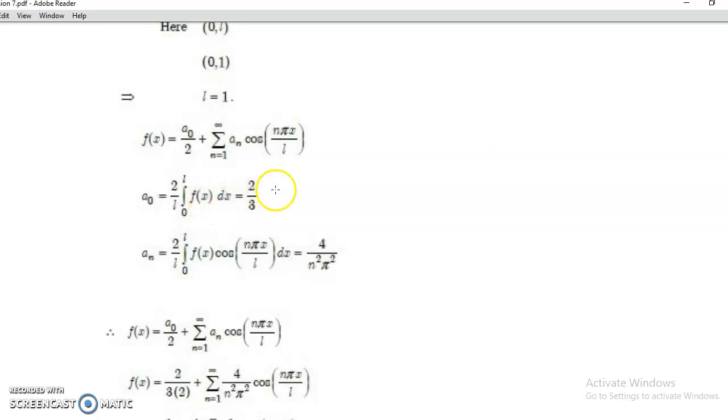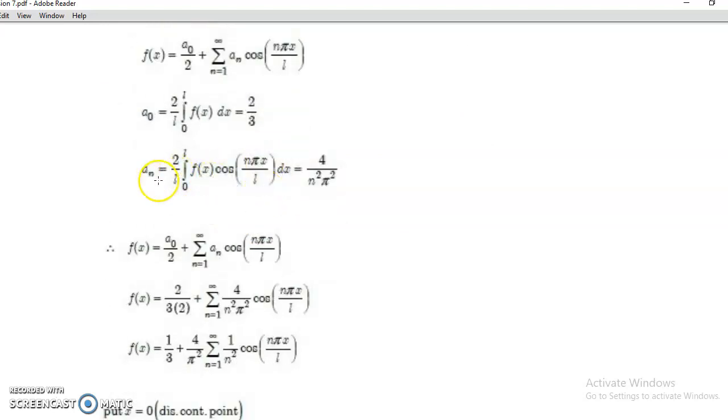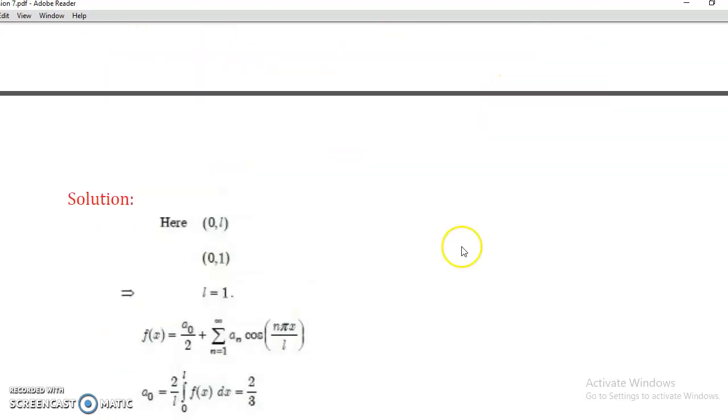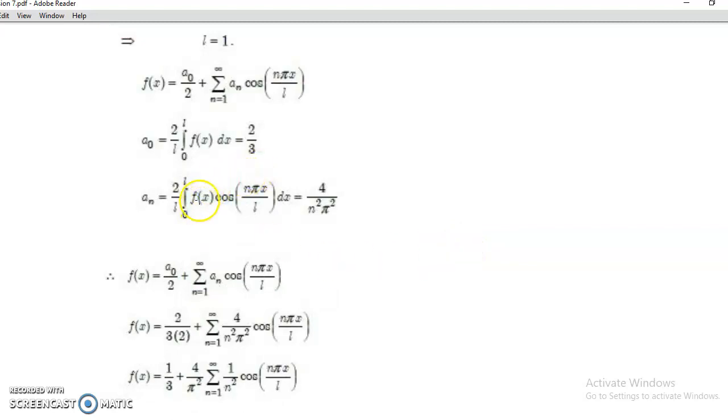After applying this, we will get this value. Now the An formula is here, f of x cos n pi x by L. Don't forget that the L value is 1 here, and f of x is x minus 1 the whole square. Again it is an algebraic function multiplied by a trigonometric ratio, so use Bernoulli's formula. After applying Bernoulli's, you will get the answer like this, 4 by n square pi square.